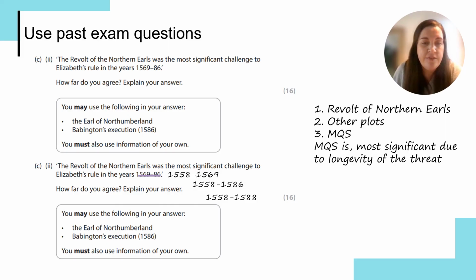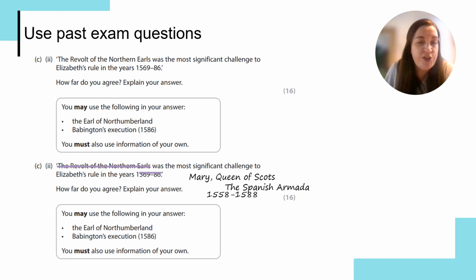You can create plans for the same exam question 2 or 3 times. You can change the dates around, as shown in this question, to see what different knowledge you would need to include in that exam answer. You could also change the focus of the question, so here changing it from the revolt of the Northern Earls was the most significant challenge, to Mary Queen of Scots was the most significant, or the Spanish Armada.